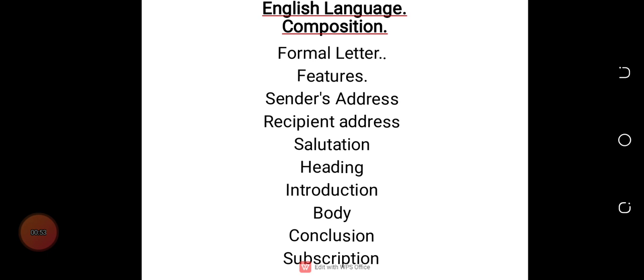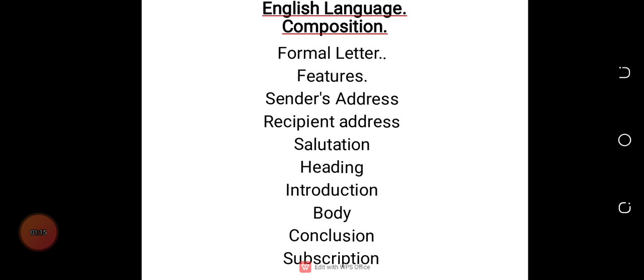The sender's address is written at the right hand corner, the top right hand corner of the page or book. Then it comes with the date of writing the letter. Then when you come below to the left corner, you write the recipient's address, the receiver of the letter, the person's address. Then you follow that with a salutation.